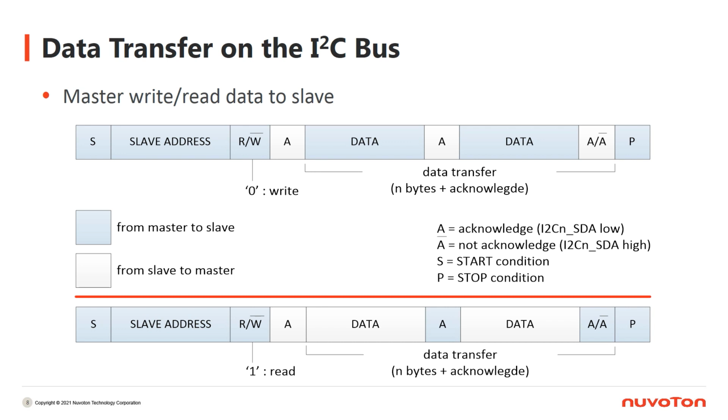For reading data from a slave, the operation is similar. It starts with a start signal, then sends the slave address and the read/write bit as 1, which means read operation. After the slave sends ACK to the master, the slave starts to send data chunks to the master because it is a read operation. The same, the master will respond with an acknowledge to notify the slave. Finally, a stop signal is used to terminate the communication.